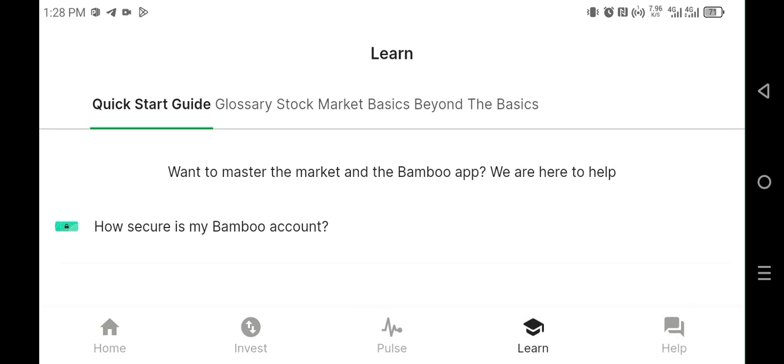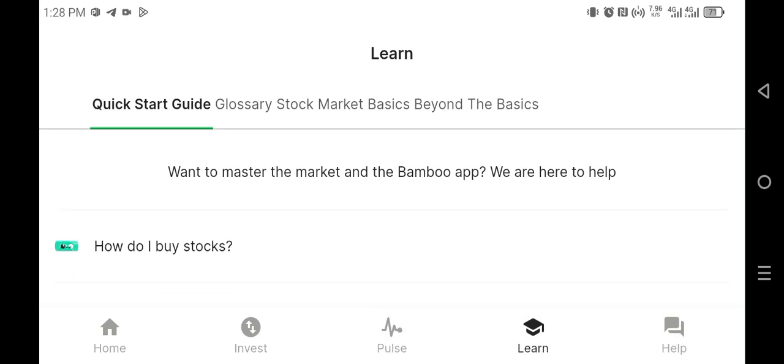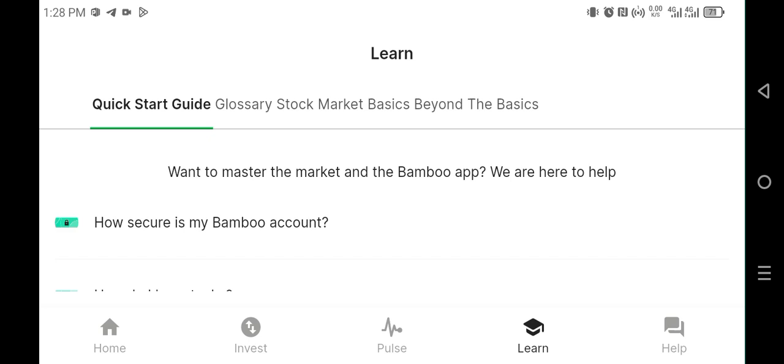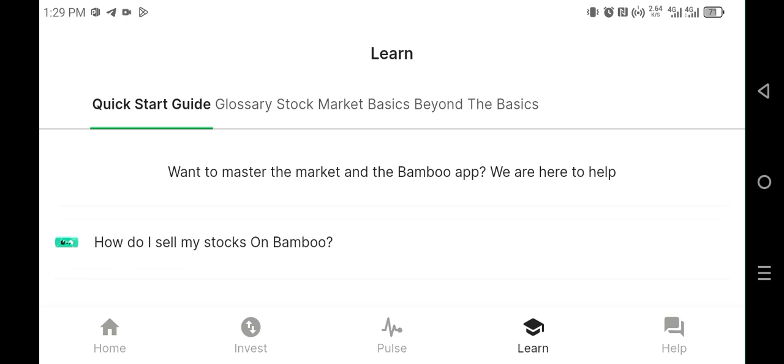Then learn, this is where you can ask questions and then you get answers. This is basically automated, right? It's more like a prompted kind of thing. If you click on how secure is my Bamboo app, an answer will pop up. How do I buy stocks? An answer will pop up, right? So this is already automated. So under your learn, you get to ask questions.